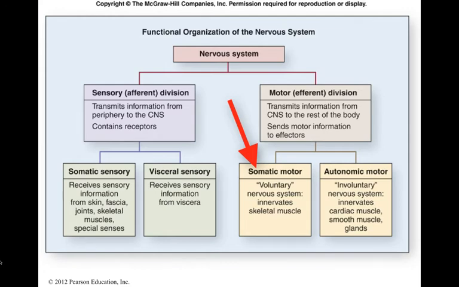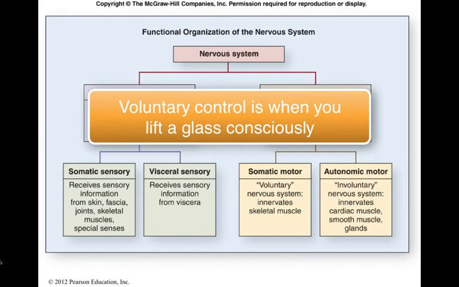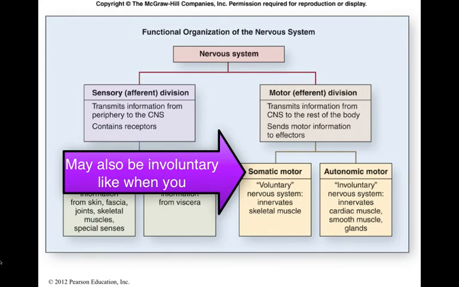The somatic component is called the somatic nervous system. This system controls skeletal muscle contractions. Voluntary skeletal muscle contractions are under conscious control. For example, you exert conscious control over your arm as you raise a glass of water to your lips. Involuntary skeletal muscle contractions may be automatic, like when you draw your hand away from a hot stove.